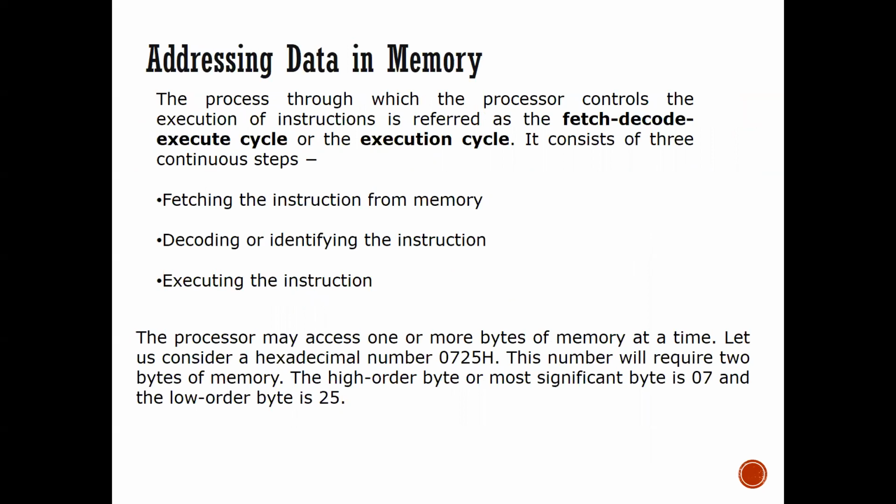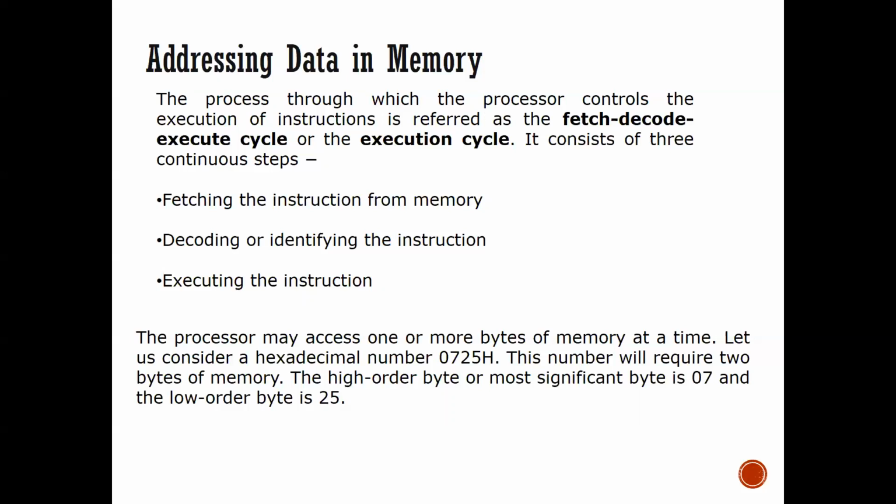Addressing data in memory. The process through which the processor controls the execution of instructions is referred to as the fetch-decode-execute cycle, or execution cycle. It consists of three continuous steps: fetching the instruction from memory, decoding or identifying the instruction, and executing the instruction.